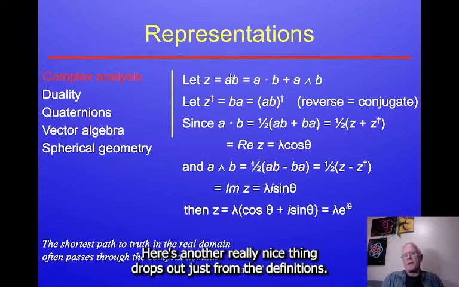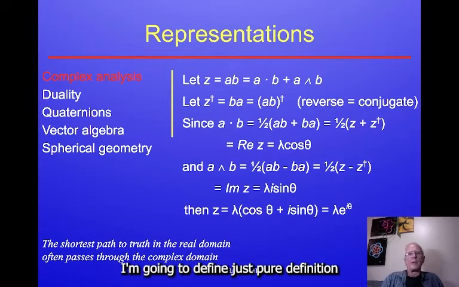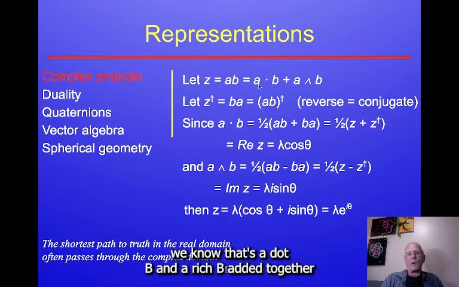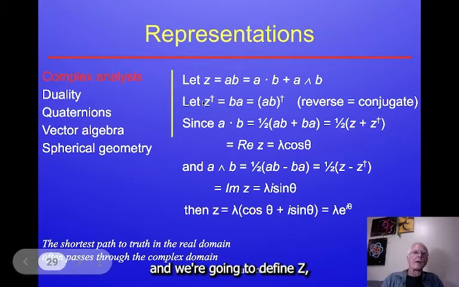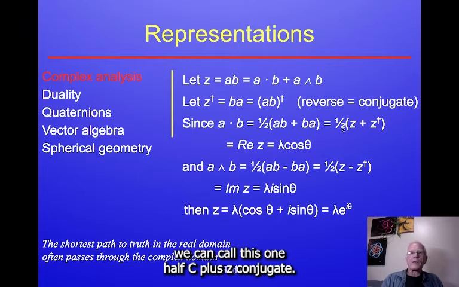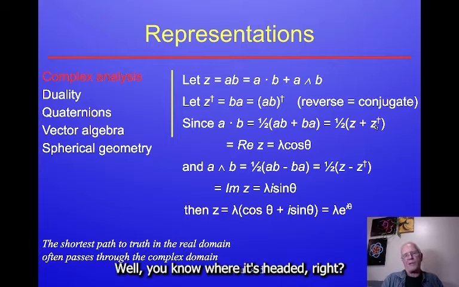Here's another really nice thing, drops out just from the definitions. I'm going to define, just pure definition, a bivector Z as the geometric product of A and B. We know that's A dot B and A wedge B added together. And we're going to define Z reverse, or Z conjugate, as BA, just the commute of that. Now, since from definition we know A dot B is this, we can call this 1/2 Z plus Z conjugate. Well, you know where it's headed, right?